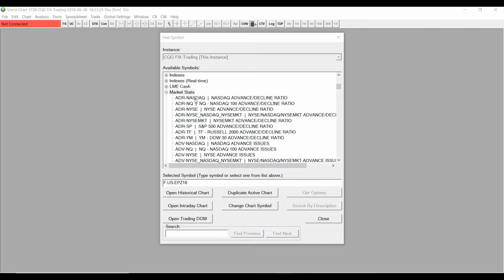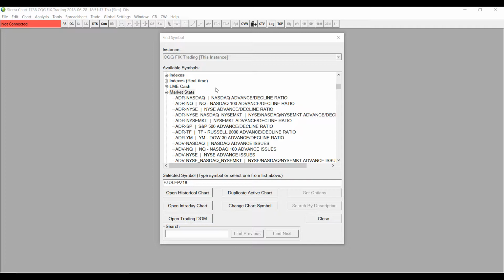And as I mentioned before, if you're having trouble keeping up or I am moving too fast, I will be adding annotations to the screen, so feel free to pause in between my sentences to gain a brief description or just read about what the symbol I'm currently talking about is. So first up, we have the ADR NASDAQ.